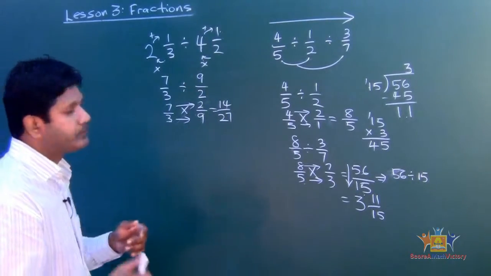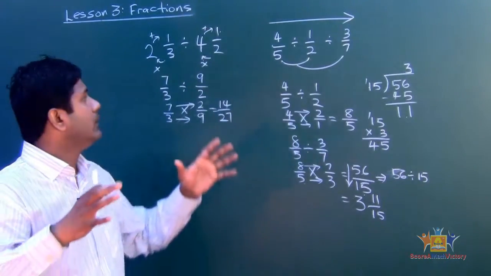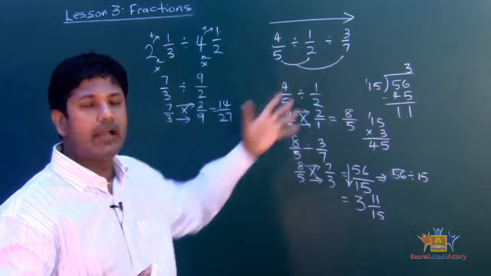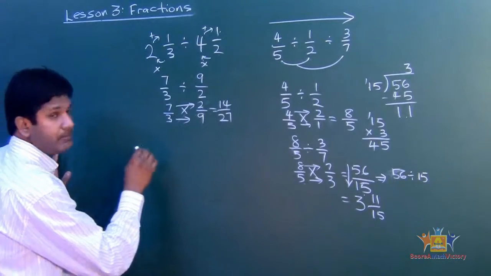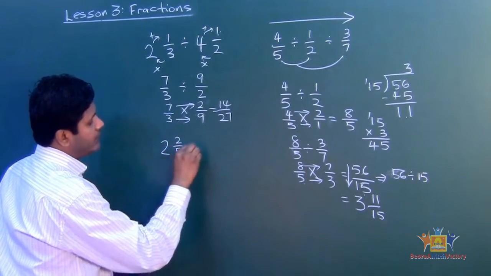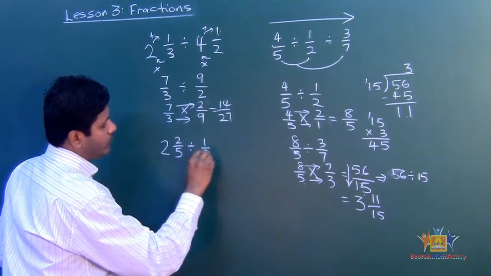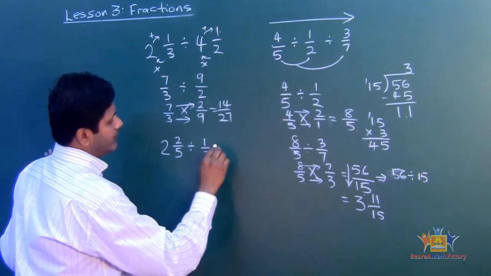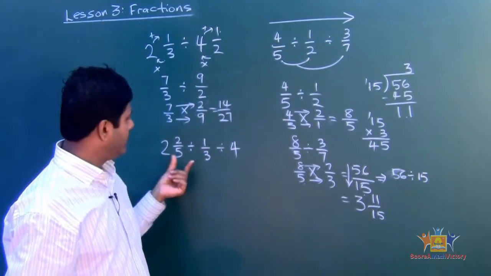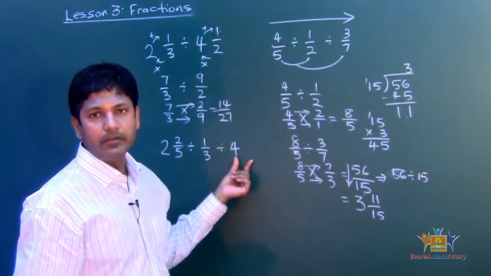Okay, this time Mr. Max is going to give you one that is not all in the form of fractions. Let's say, for example, I give you a problem that has a mixed number, say 2 over 5 divided by 1 over 3, then divide that by 4. See that? So I got a mixed number, a fraction, and a round number, a whole number.